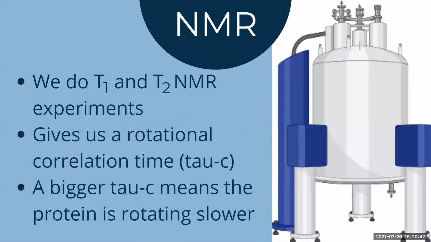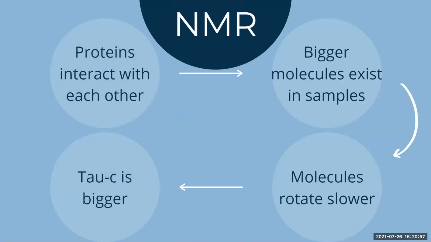When we do NMR experiments, we do T1 and T2 experiments. These experiments provide us with a rotational correlation time, also known as a tau C value. A bigger tau C value means that the protein is rotating slower. So when we obtain our tau C value, we know that if the proteins interact with each other more, bigger molecules will exist in our samples, which will cause the molecules to rotate slower, giving us a bigger tau C value.